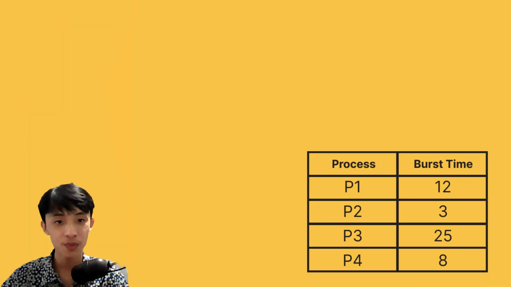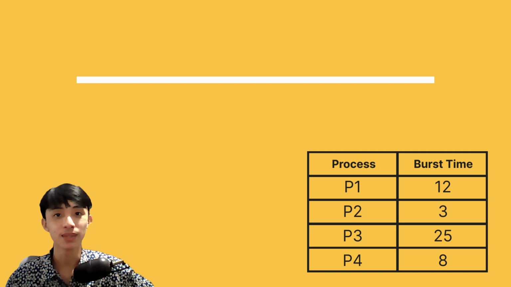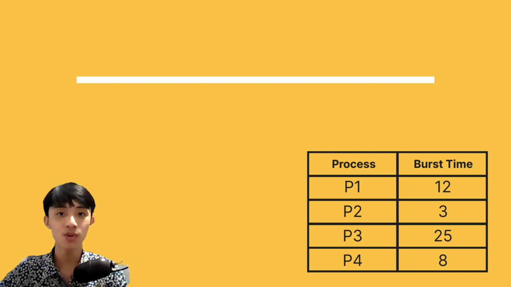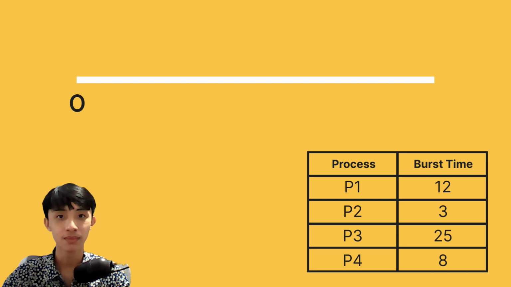So we have 4 processes here: P1 with a burst time of 12, P2 with a burst time of 3, P3 with a burst time of 25, and P4 with a burst time of 8. So here we have a time scale. The initial moment when all processes arrive is at 0.